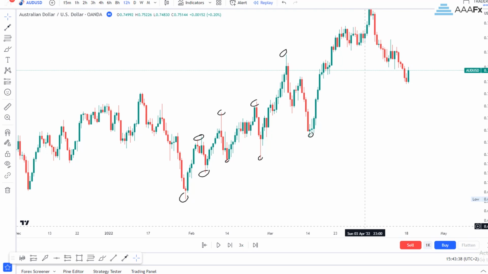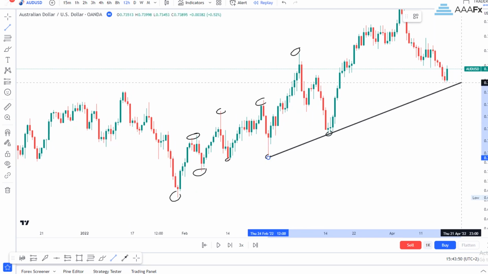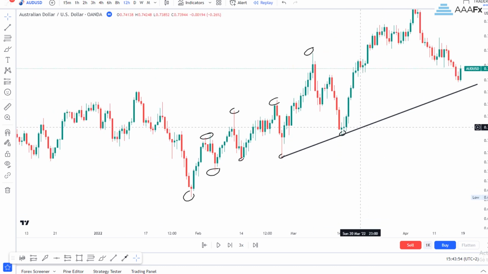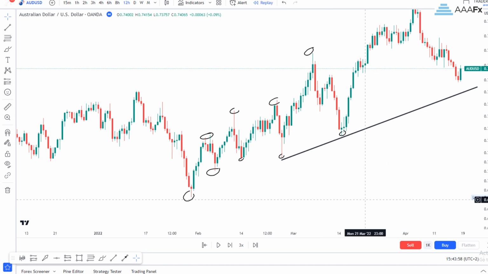Where are my two previous higher lows? The first and second touch of my trend line has to be on the two previous higher lows. So that means I'm going to put the first touch on my two previous higher lows and the second touch on my second higher low, right? The first touch there, and then my third touch there.